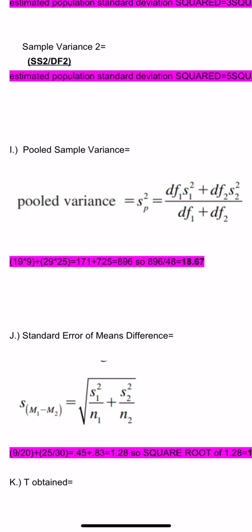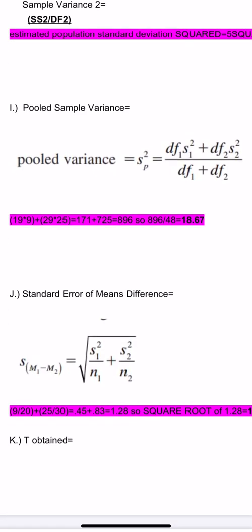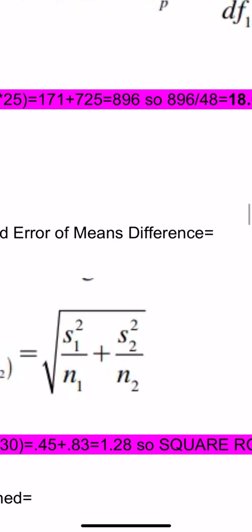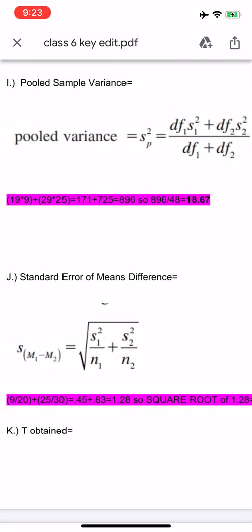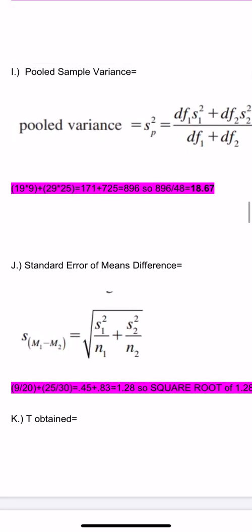Now, to get the standard error of the mean difference, you simply take the variances. So the first step is to do everything that's inside of this square root sign. So we want to do 9 divided by 20, because 9 is the variance for group 1 and 20 is the n for group 1, plus 25, because that's the variance of group 2, divided by 30, because that's the n of group 2. And you'll get 0.45 and 0.83.